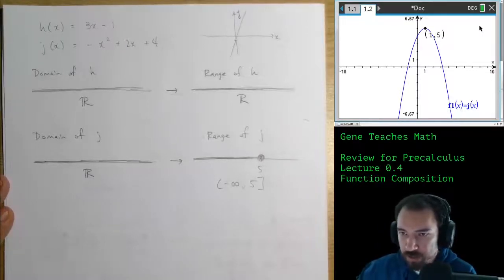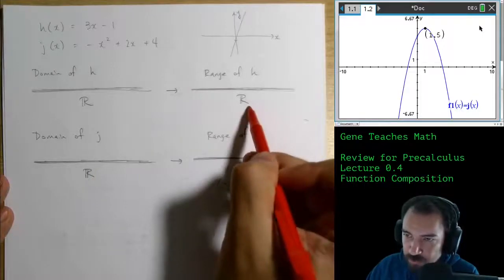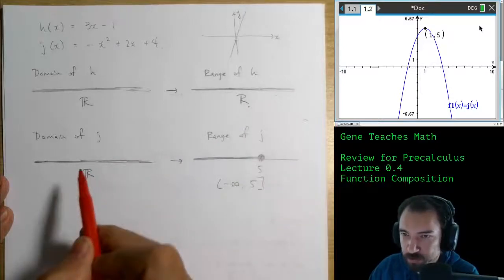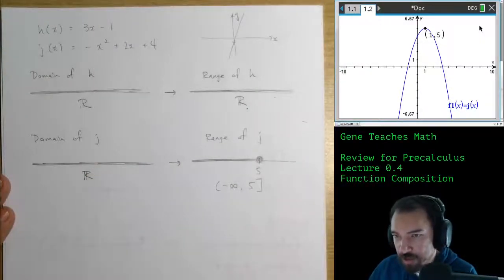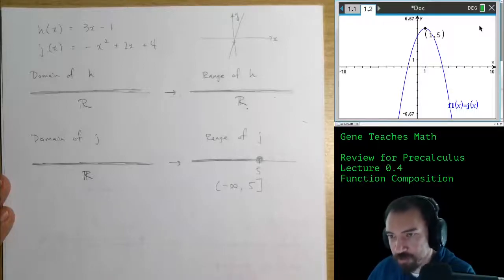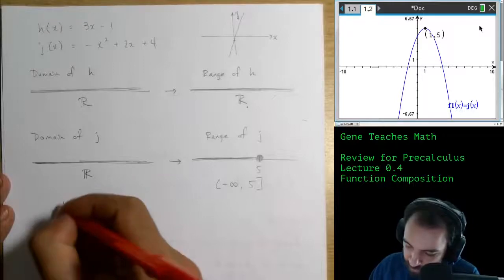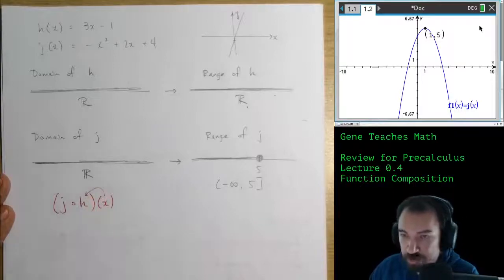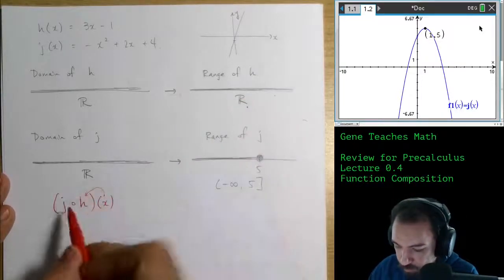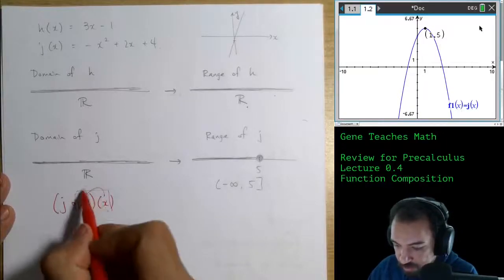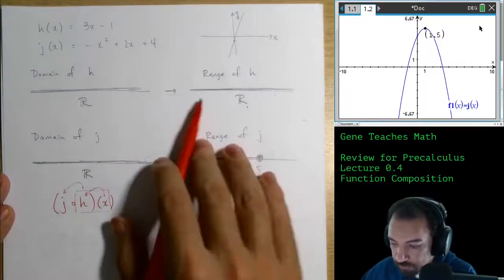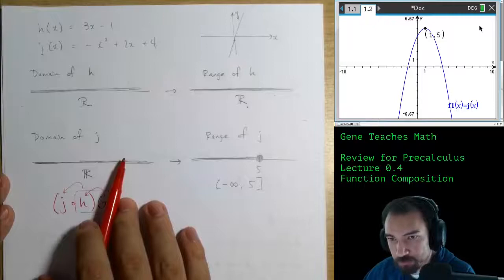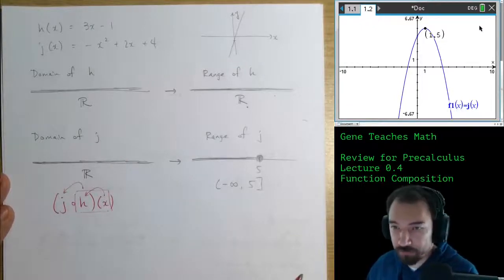Okay, so the deal was, whatever the range of h is, it needs to overlap with the domain of j in order for the function j of h to give a valid output. Let me write that out carefully. If I have j of h of x, that means x is going to become the input for h, and then the output of h of x is going to become the input for j. So if the number that shows up in the range of h doesn't show up in the domain of j, then you're going to get an undefined output.